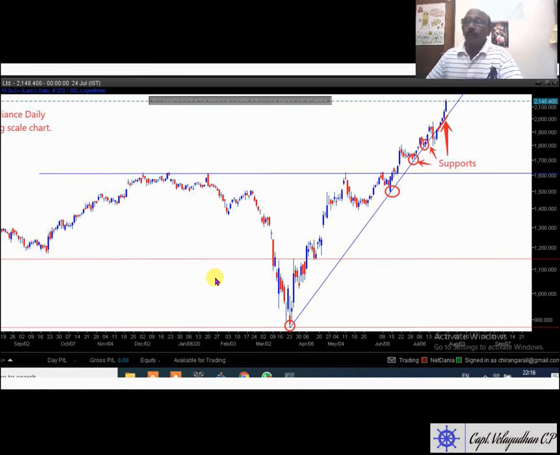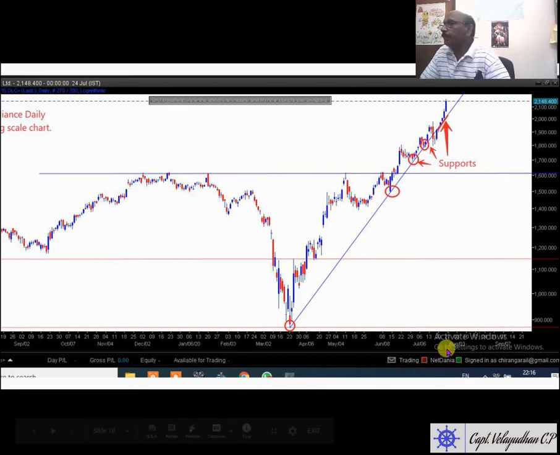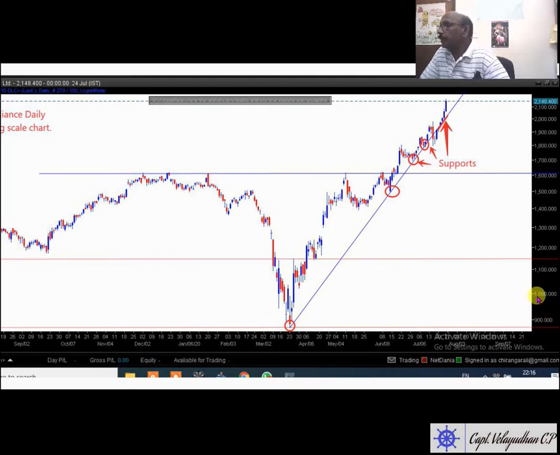Okay, we will run through a few more examples on the log scale and of course arithmetic scale also. This is again the Reliance chart on 24th July. Here you can see the distance here is more. As the price goes up, distance becomes less. But the difference is the same. 100 points is the difference between each line, but here it is more and here it is less.